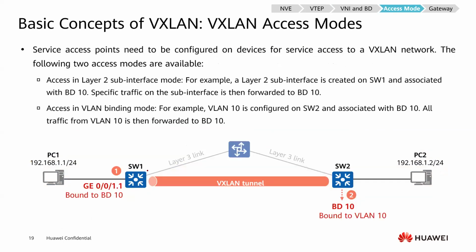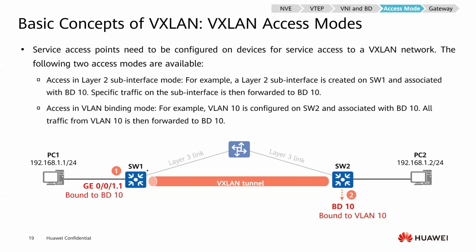Now let's look at what the VXLAN access mode is. It means we need to let the traditional packet from the VLAN or from the layer 3 packet into the VXLAN network. So how do we achieve this?